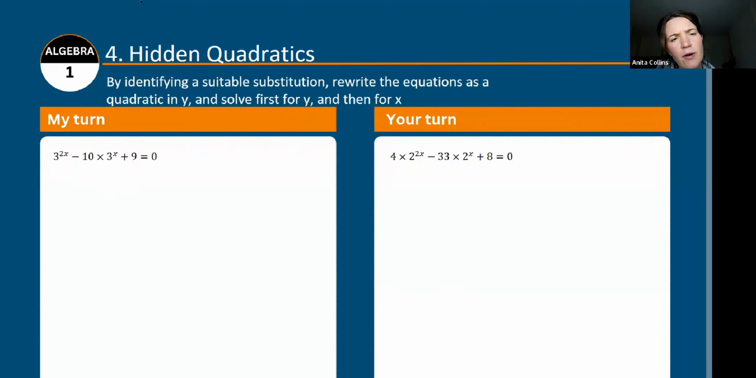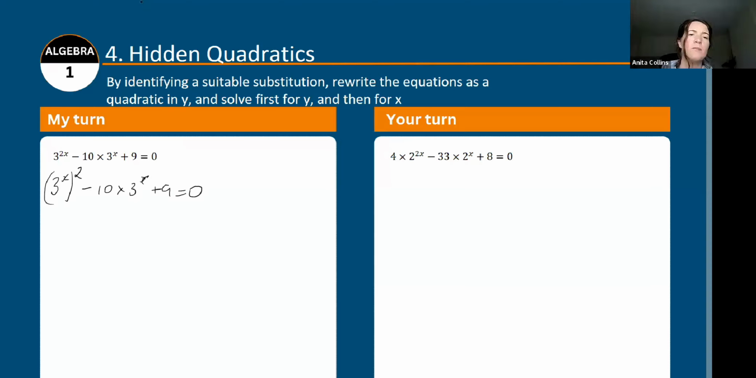So I'm going to rewrite this 3 to the 2x as 3 to the x, all to the 2. Now, from our laws of indices, which are in your formula booklet, we know that when you've got a power raised to another power, you simply multiply the powers together. So this 3 to the x to the 2 is the very same as 3 to the 2x. I'll leave the 10, multiply by 3 to the x plus 9 is equal to 0.